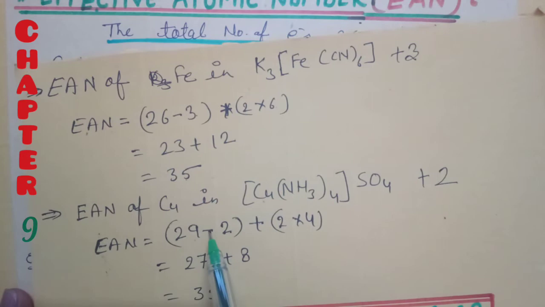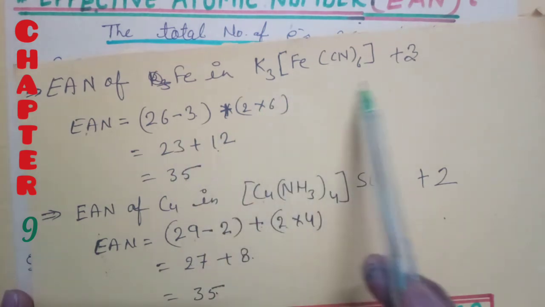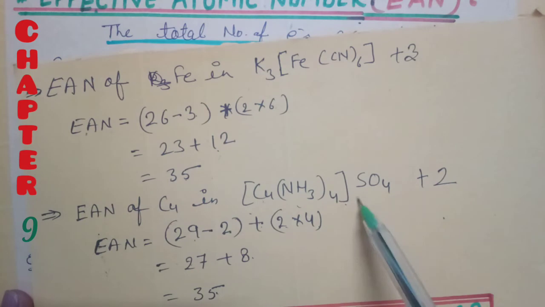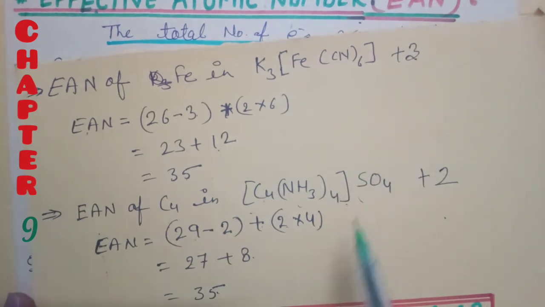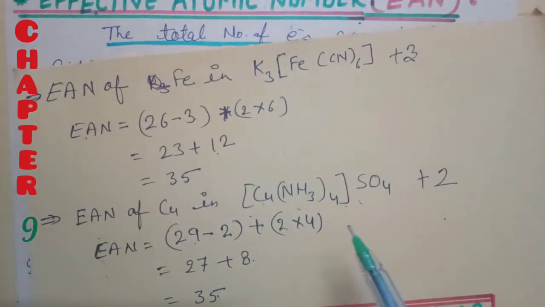Okay, so we have to deduct the 2, plus 2 into 4, the coordination number of Cu is 4 here, so 27 plus 8 means 35, which means the stability of K3[Fe(CN)6] and [Cu(NH3)4] is approximately equal. Thus we can calculate the effective atomic number of any central atom in any complex compound.